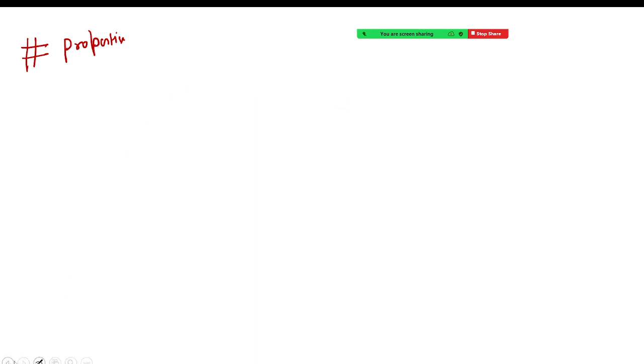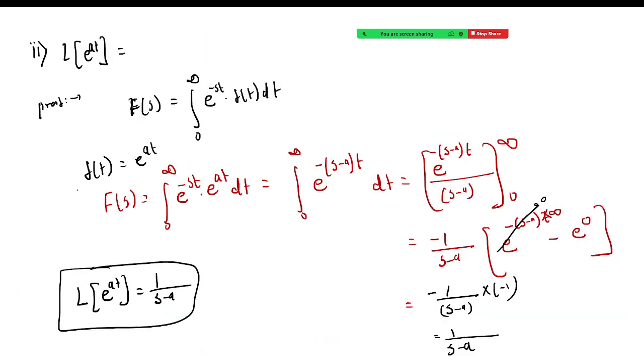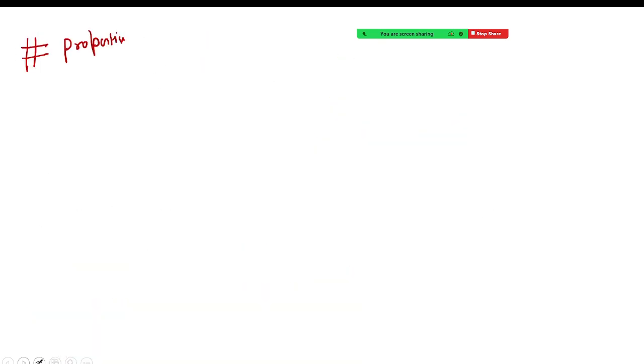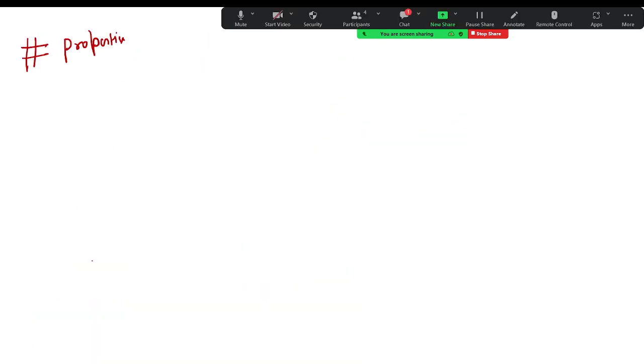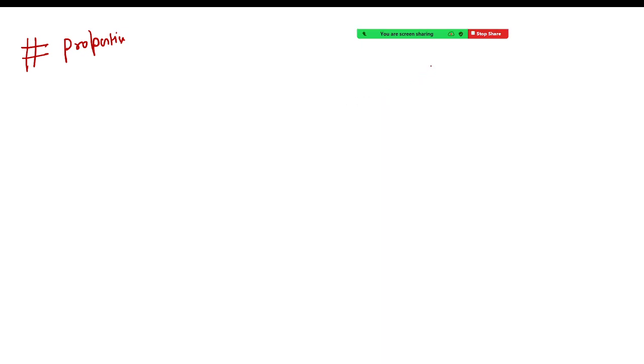Laplace transform of 0. I have told you, Laplace transform of 1 already. Here I have proven that Laplace transform of 1 is 1 by s. Already I have proven here, right? Now, when we talk about Laplace transform of 0, right?